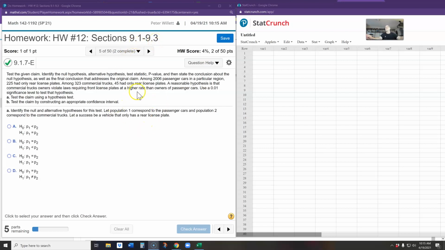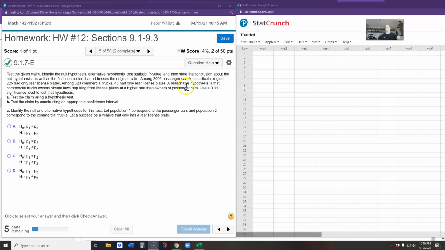And specifically, we can see this is a problem that would show up from section 1 of chapter 9. It says, test the given claim, identify the null hypothesis, alternative hypothesis, test statistic, p-value, then state the conclusion about the null hypothesis as well as the final. Anyway, they ask us a bunch of stuff. And then it gives us a summary of their sample results.